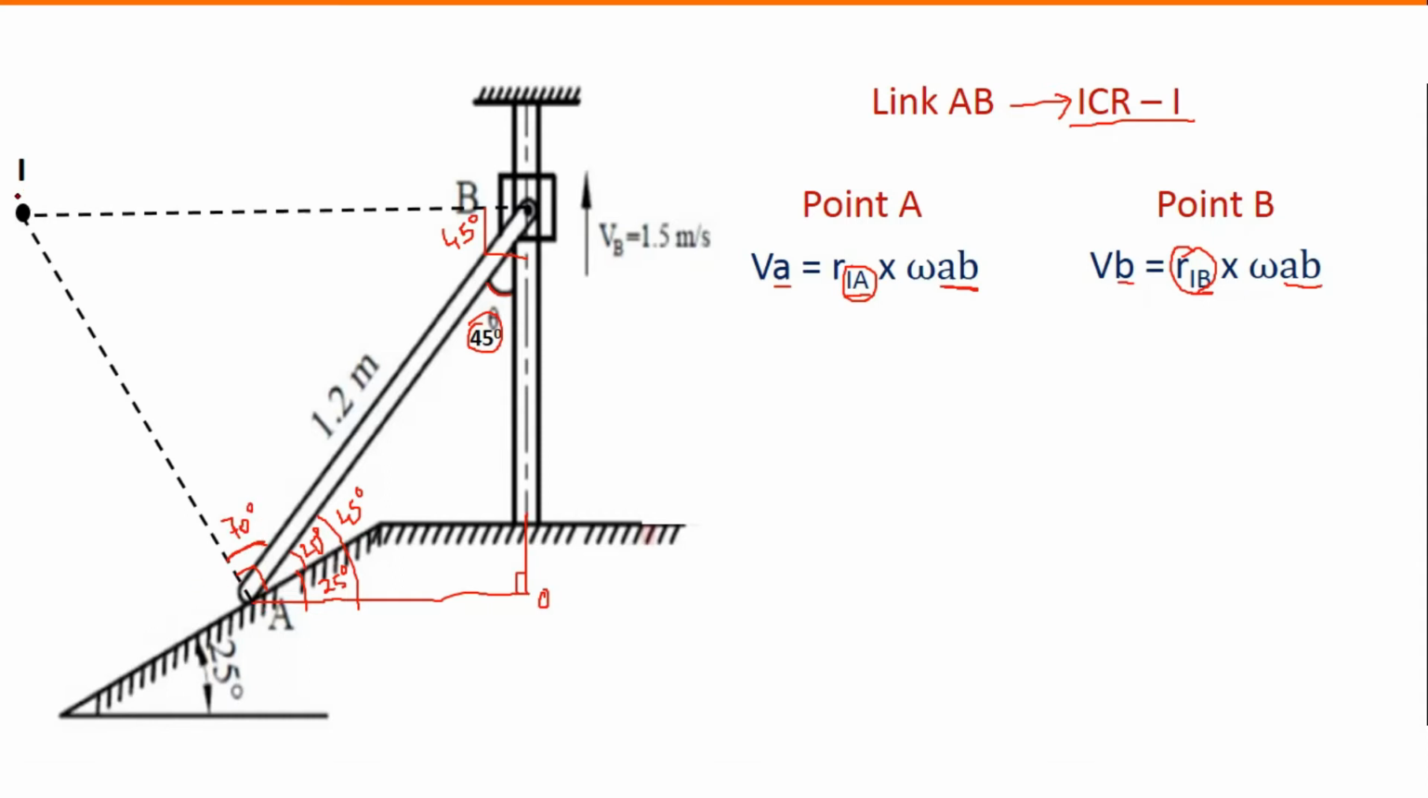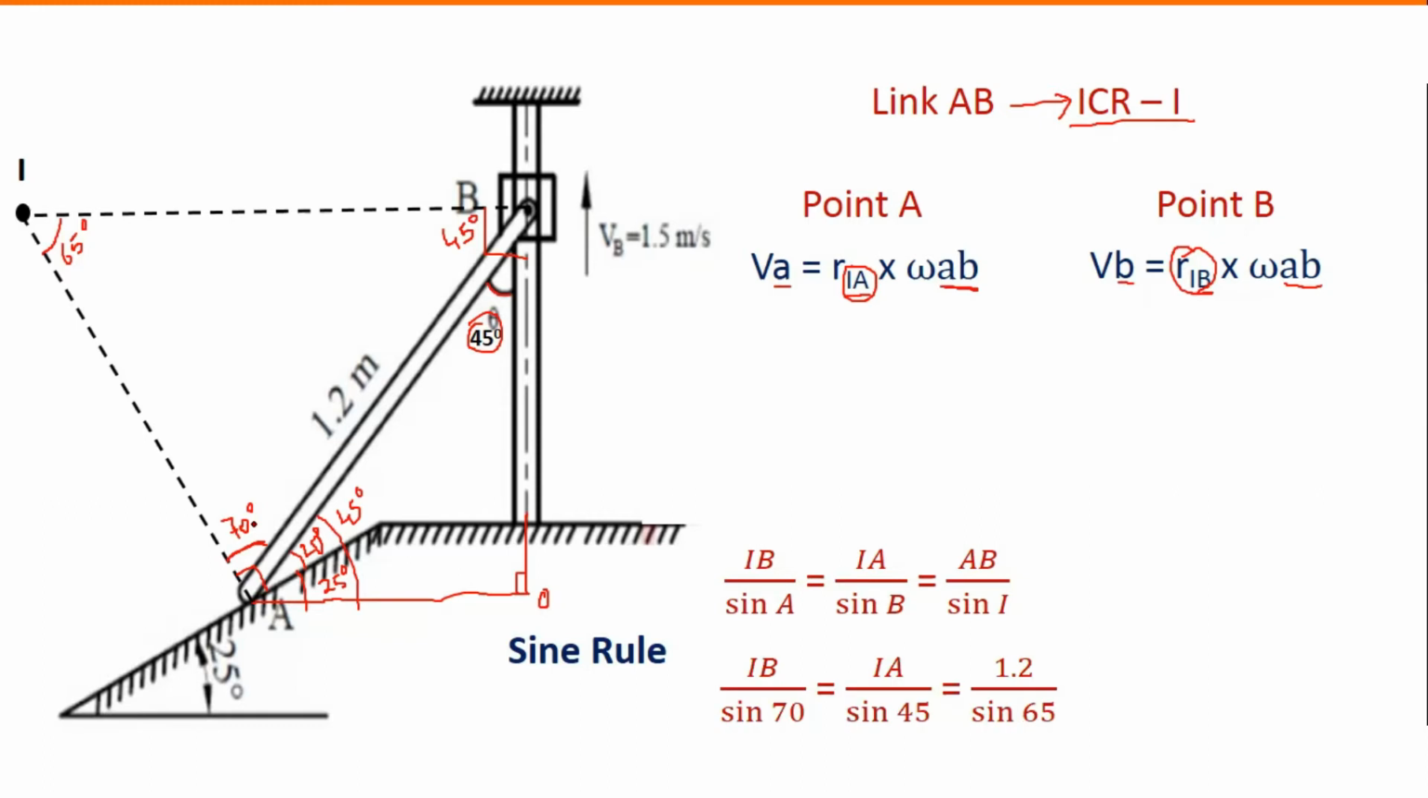Now in this triangle AIB, this angle is 45, this angle is 70. So the remaining angle will be 65 degrees. Sum of all the angles of a triangle should be 180. As I got all the angles of the triangle and also one side is known to me, I will apply the sine rule in this triangle. So applying the sine rule, I will get IB divided by sine of the opposite angle, that is 70, equal to IA divided by sine B, is equal to AB divided by sine A.